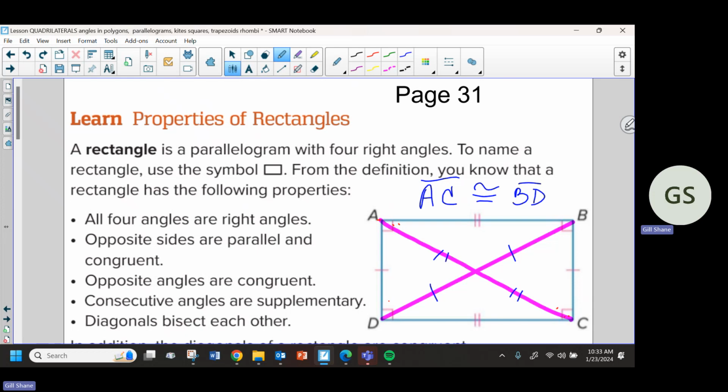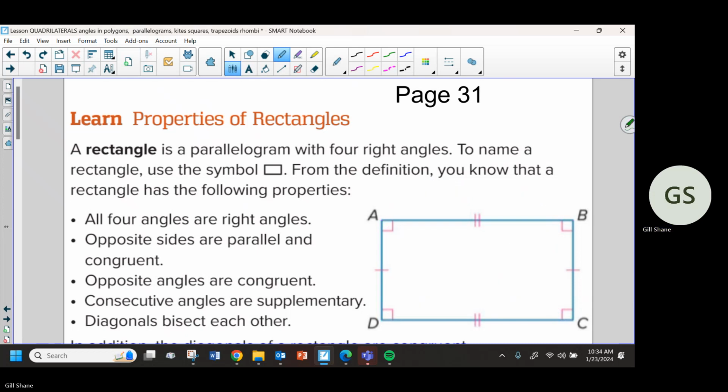All right, so for a rectangle, we're only learning one new thing. It's not like we're doing a whole brand new lesson and getting all this new stuff. You guys have been pretty good. We know for a rectangle what's true. So what do we know about it?